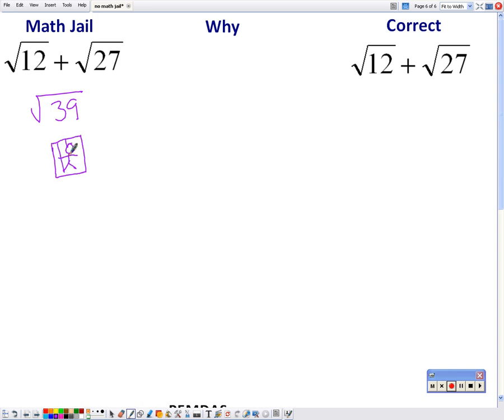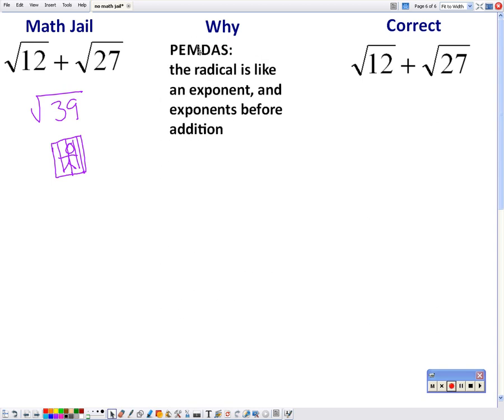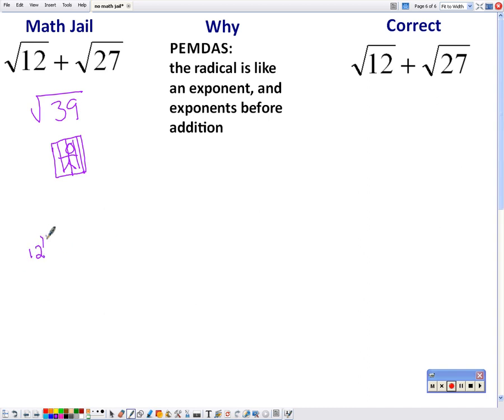You cannot add two numbers under a radical, and here is why. Our old friend PEMDAS once again. Parentheses, exponents, multiplication, division, addition, subtraction. You need to remember that that radical is like an exponent. If you've studied rational exponents, you know that this can be rewritten as 12 to the 1/2 plus 27 to the 1/2. And we must take care of any exponents before we add or subtract.